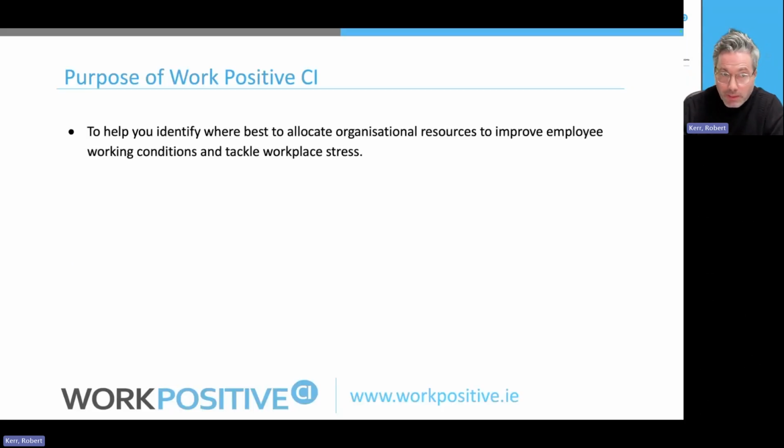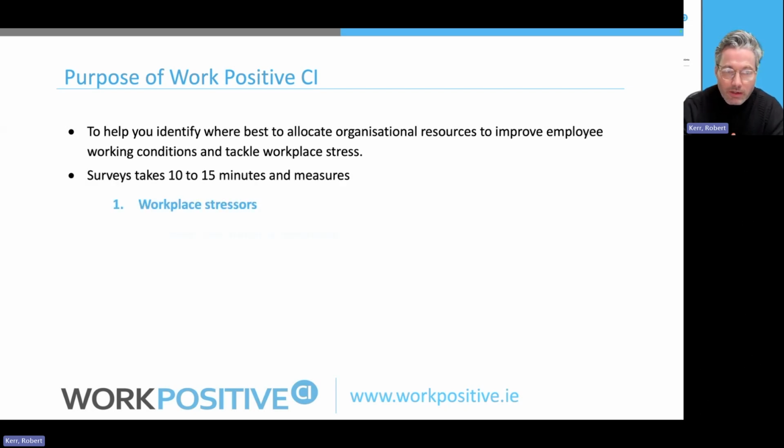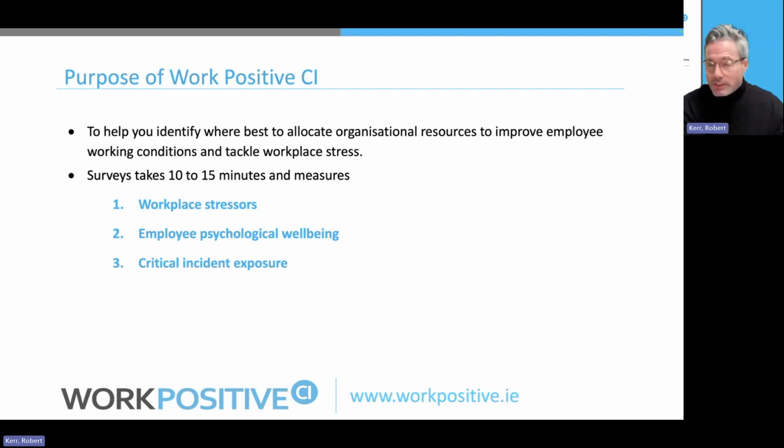So again, as we touched on previously, the whole purpose of the Work Positive CI process is to identify where best to allocate managerial resources to improve employee working conditions and tackle workplace stress. The main approach we use to do this is through an online survey tool that takes 10 to 15 minutes to complete. Depending on the version that you select, it will measure workplace stressors, employee psychological well-being, and potentially critical incident exposure as well. I'm going to dive into each of these areas, as well as touch on the reports and the information you would get as a consequence of deploying the survey within your organization.